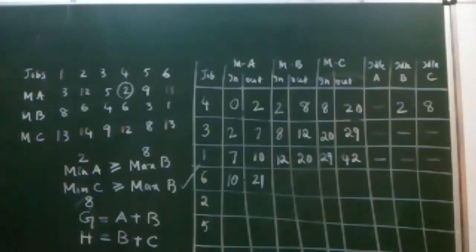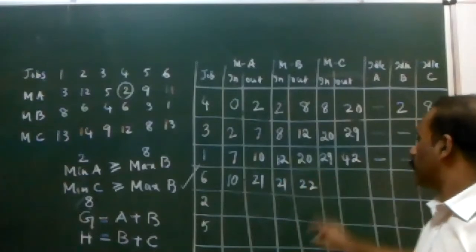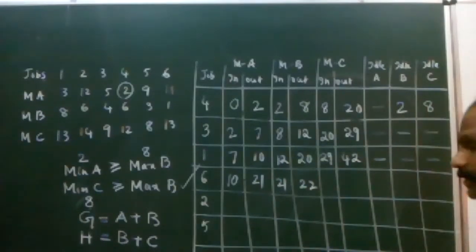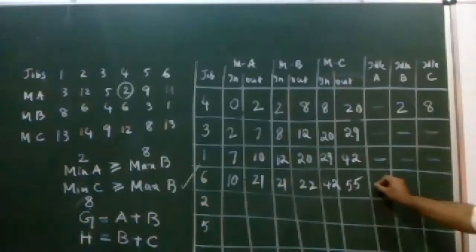Now what time does it start in B? 21. And what time does it complete? 22. Here what time does it start? 22. 42. And what time does it end? 55. So here, can you tell me the idle time now?